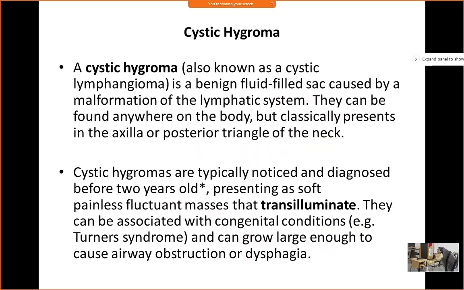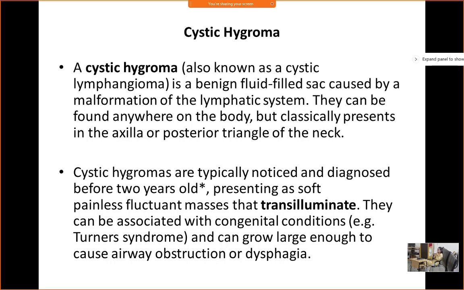Now a bit about cystic hygroma. What is this cystic hygroma? It has another name, cystic lymphangioma. So it is a benign fluid-filled sac. Like the word says, cystic, cyst means a fluid-filled swelling. So it is a benign fluid-filled sac which is caused by malformation of the lymphatic system.